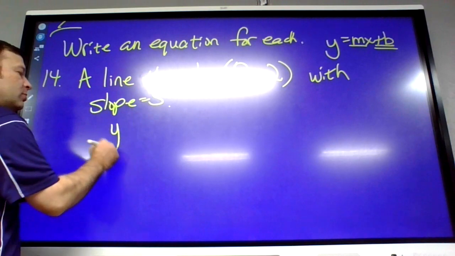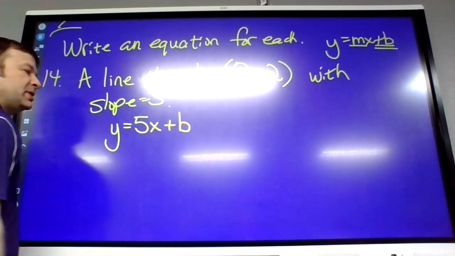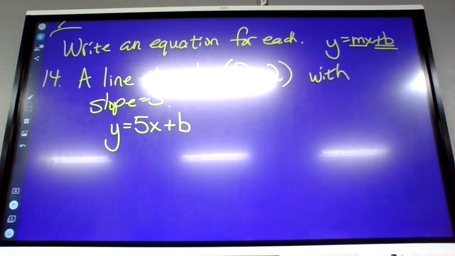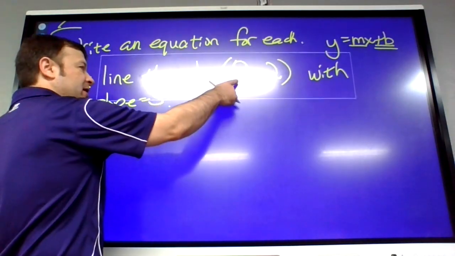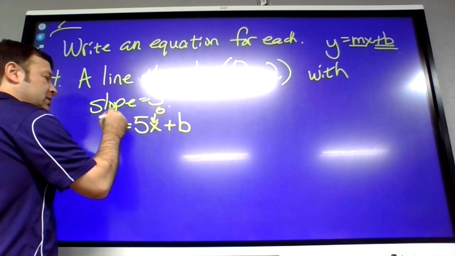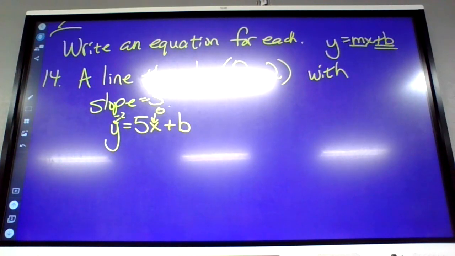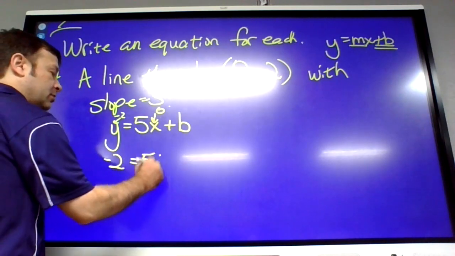5. So it's y equals 5x. Normally we do 5x plus b, and then how do we find the b? You plug in those numbers. Okay, 0, negative 2 is kind of special. If you think about where it is on the graph, it's on the y-axis. So that actually is the y-intercept.